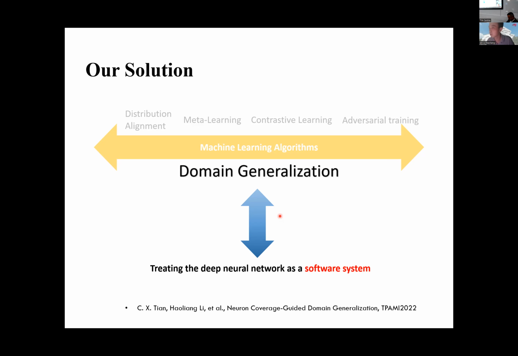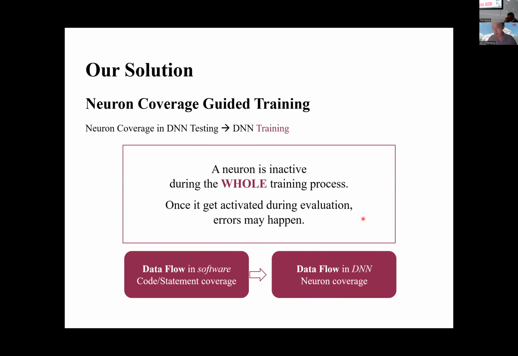We're not going to say that our proposed method works better compared with the existing machine-learning-based algorithms, but to look at the problem of domain generalization from another perspective, which is that we want to treat the deep neural network as a software system. Okay, so now what we want to propose here is neuron coverage guided training. Recall that the original idea for neuron coverage is for the deep neural network testing stage, but what we want to do is to apply neuron coverage during the training stage.